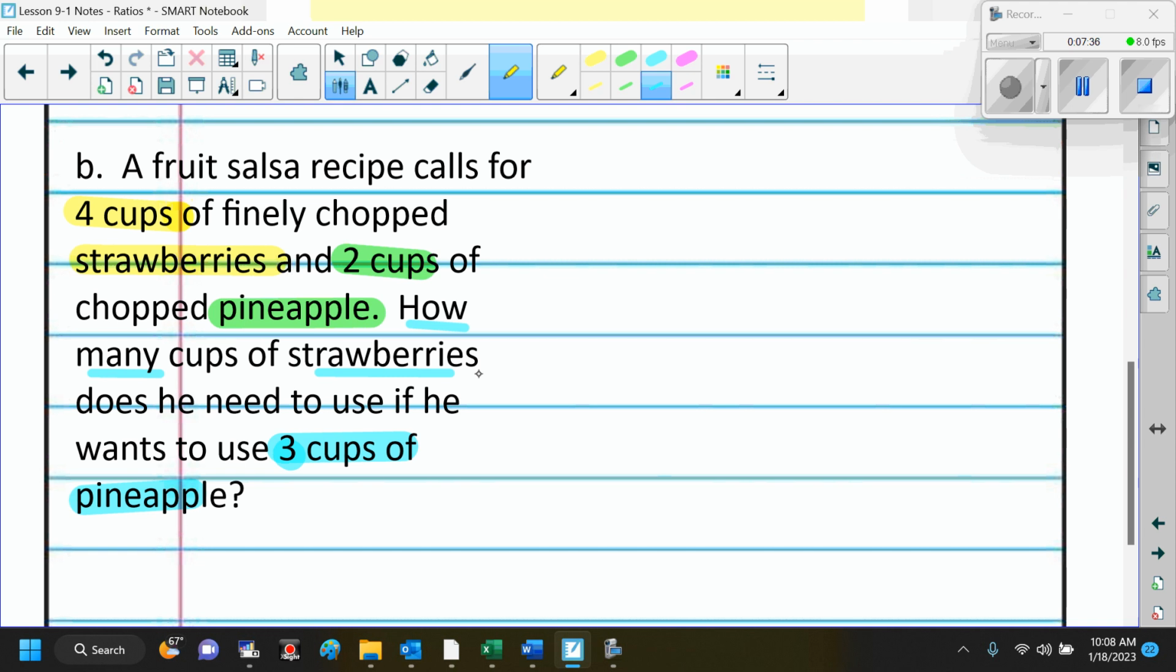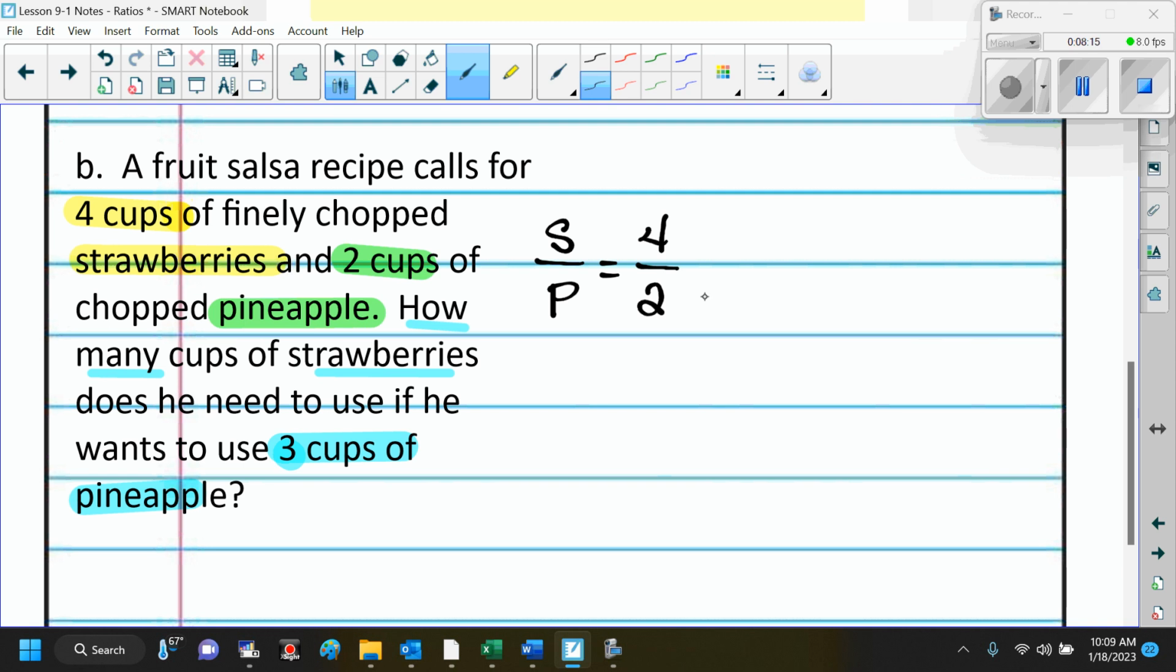Is everybody clear? So the first thing you want to say to yourself is, what are you comparing? What to what? What is your ratio going to be? We're comparing strawberries to pineapples. So that's the first thing you're going to write. Let's just write S to P for strawberries to pineapples. Now, you want to write your original ratio, which is how many cups of strawberries? 4. 4 cups of strawberries to how many cups of pineapples? 2. So we have 4 to 2.